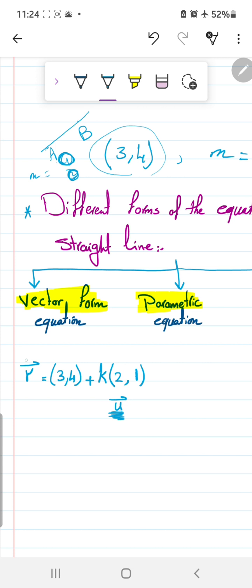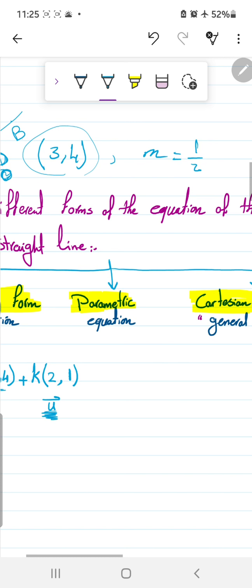Okay? Again, the vector form: write the point plus k, here k is a constant, times U. What is the meaning of U? Direction vector. It means if we have the slope, we get the direction vector. As we said, the slope will be Y over X. So start from Y, 1 over 2.